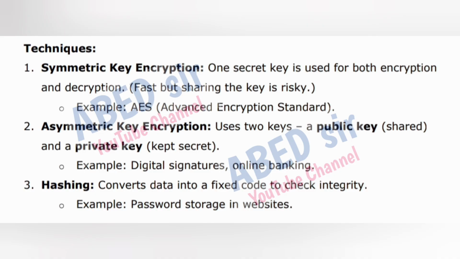2. Asymmetric key encryption. Uses two keys, a public key, shared, and a private key, kept secret. Example, digital signatures, online banking. 3. Hashing converts data into a fixed code to check integrity. Example, password storage in websites.